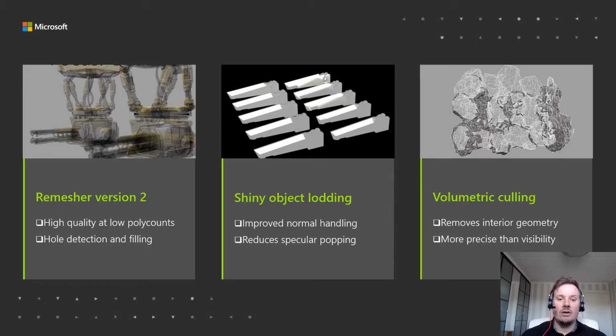Then we've worked a lot on shiny object loading, basically ensuring that there's as little change as possible when you have specular areas like flat surfaces. Small differences in normal might cause big pops. We worked hard on reducing these. And finally, we also added volumetric culling, whereas we previously only had visibility-based culling. This one is more precise and comes in handy for the next feature I'm going to show you.